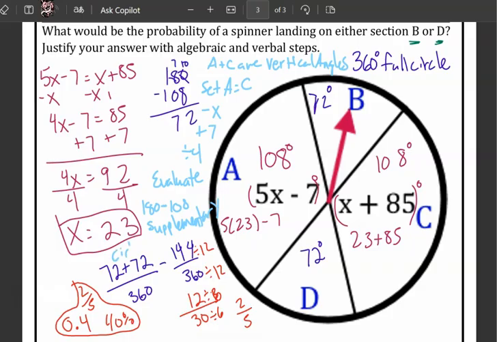A circle is 360 degrees. And so you would add B and D and then divide by 360. And then you could convert it to a decimal, a percentage, and simplify the fraction.